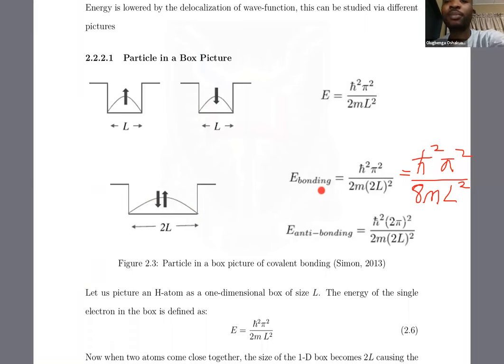And when there is need for excitation, the electrons would be expected to move to a higher energy level, and that next energy level is the E antibonding orbital.